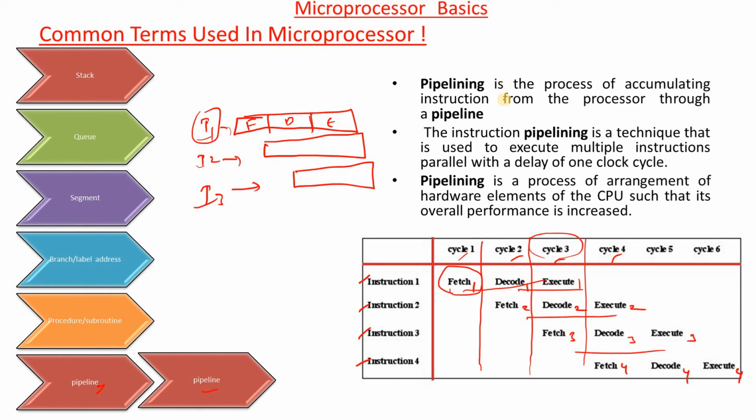Here, the pipeline is the process of accumulating instructions from the processor through a pipeline. The instruction pipeline is a technique that is used to execute multiple instructions in parallel. That means this pipeline is used for parallel processing with a delay of one clock cycle. Pipeline is a process of arrangement of hardware elements of the CPU such that its overall performance is increased. It's very, very important. So with the help of this parallel arrangement, the overall performance of the system is increased.